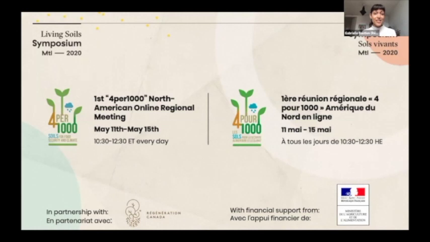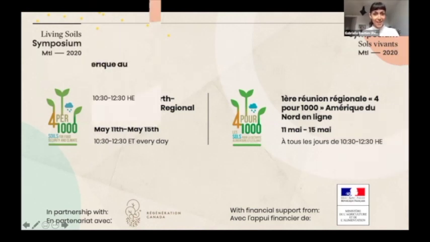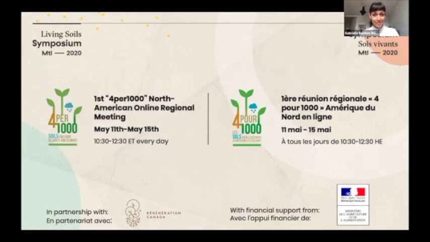The 4 per 1,000 initiative has been a very important ally and partner of our organization since our very beginnings. And I'd even say it played a crucial role in the history of our organization. I first met Paul Liu as well as Stéphane Le Foll at the first 4 per 1,000 General Assembly in 2016 at COP22 in Marrakesh. And that trip was actually the turning point that led me to found Regeneration Canada.